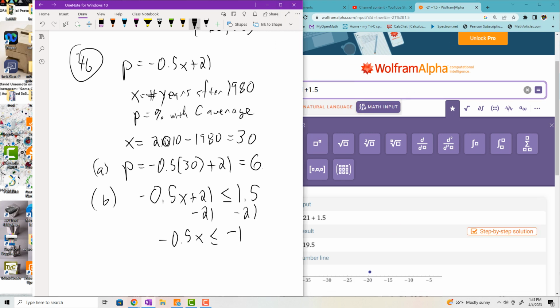Negative 19.5, negative 19.5, and then I have to divide both sides by negative 0.5.